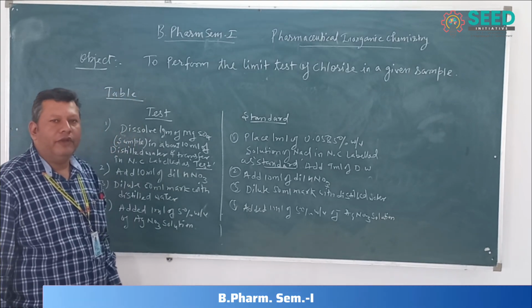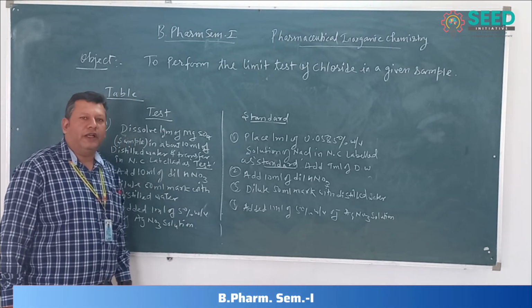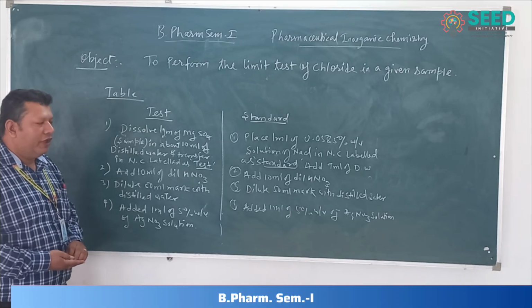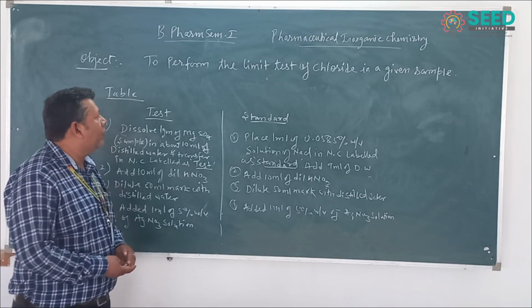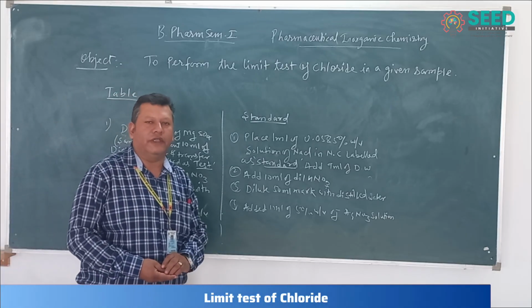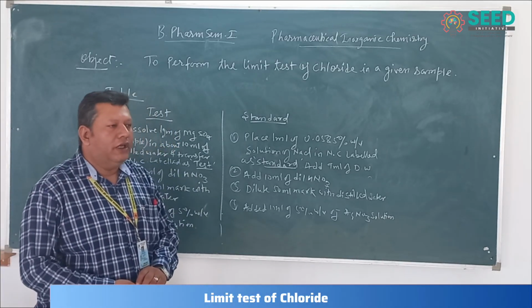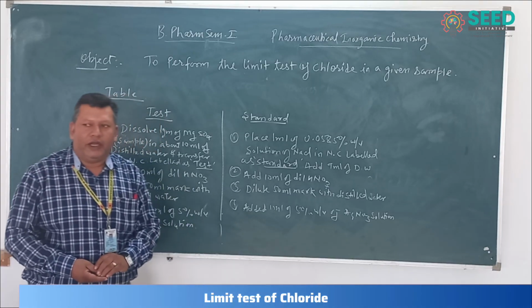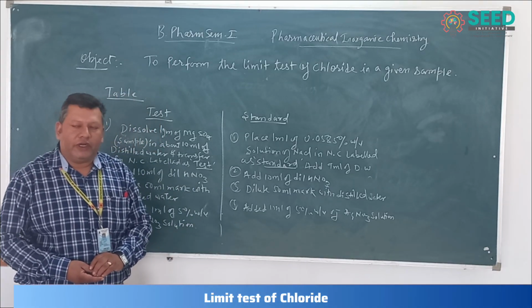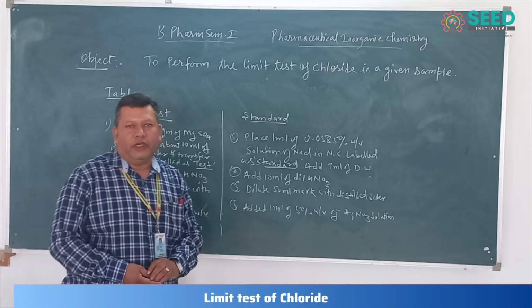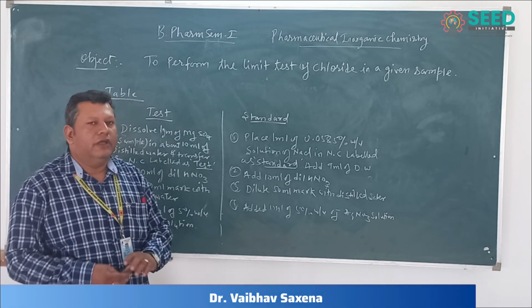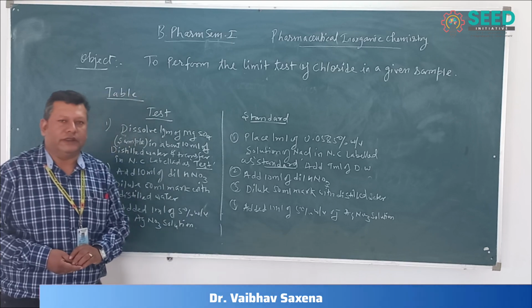I am taking your B.Pharm Science first as a practical lab for pharmaceutical inorganic chemistry. And today's objective is to perform the limit test of chloride in a given sample. So firstly, the definition of limit test is a semi-quantitative and quantitative determination of a small amount of impurity present in the prescribed pharmaceutical substances.